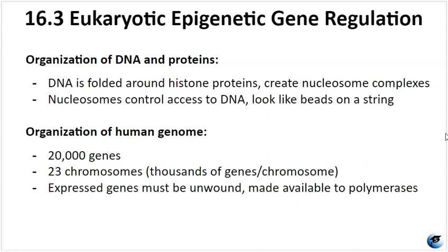When we consider the organization of the entire human genome, we find an astonishing complexity. The human genome contains about 20,000 genes spread across 23 pairs of chromosomes, and each chromosome carries thousands of genes. For each gene to be expressed and its information utilized by the cell, it must be unwound and made available to RNA polymerases, which is the enzyme responsible for transcription, right? So this intricate organization ensures that only the necessary genes are accessed and expressed in each cell type at the appropriate time, allowing our cells to function in a highly specialized and efficient manner. The tight regulation of gene expression is essential for the proper functioning and development of our bodies.